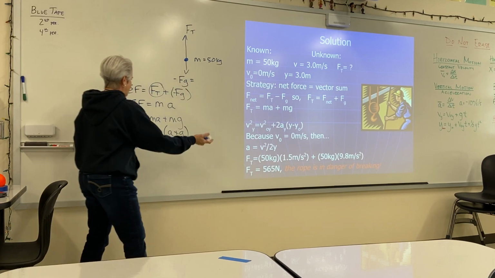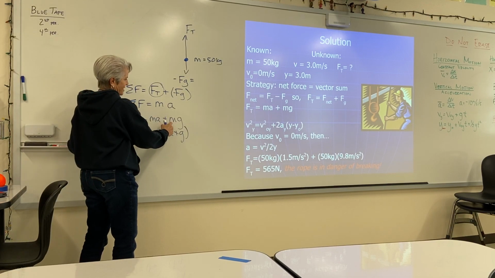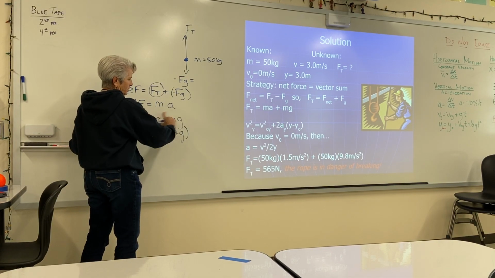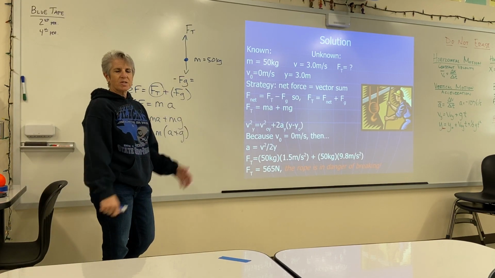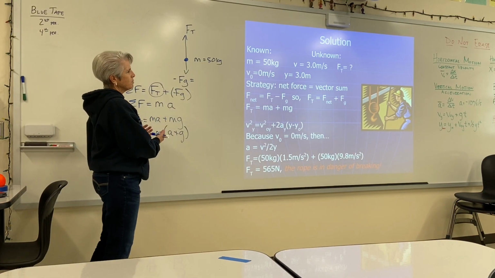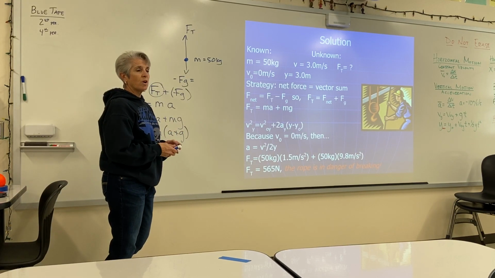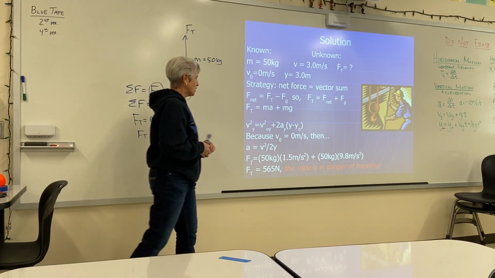Well, if I come back in here and I do mass times 1.5 plus mass times 10, then I'm going to end up with about 570 newtons of tension force. If this is only claimed to hold 500 newtons, then yes, this is in danger of breaking. That could be a problem for me.